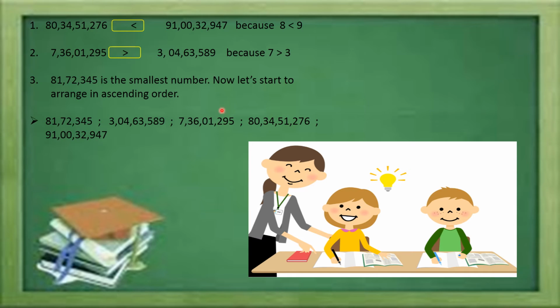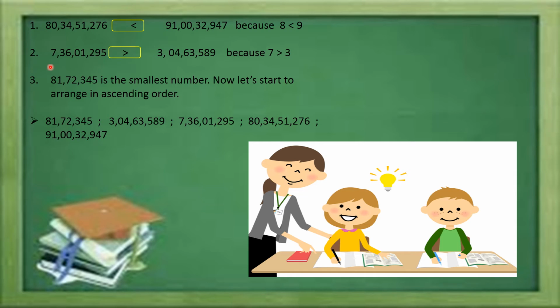Now let's start to arrange them. As we know, 81,72,345 is the smallest one. So to arrange all the figures in ascending order, it will come first. So first of all, write that figure, 81,72,345. Very next, we know that 3 crore 4 lakh 63,589 is smaller than the other numbers. Then write that figure here.